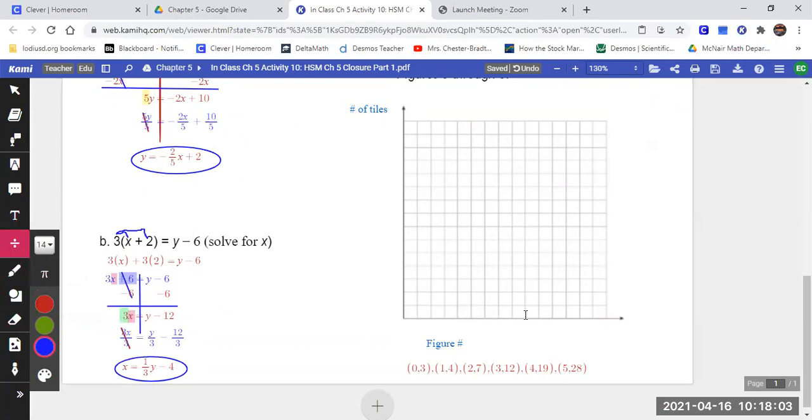First, how many lines do we have to work with in each direction? Count how many lines. How many lines do we have to work with?